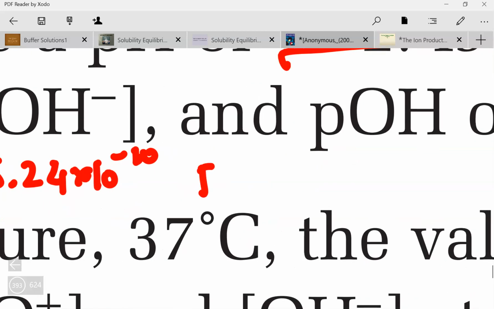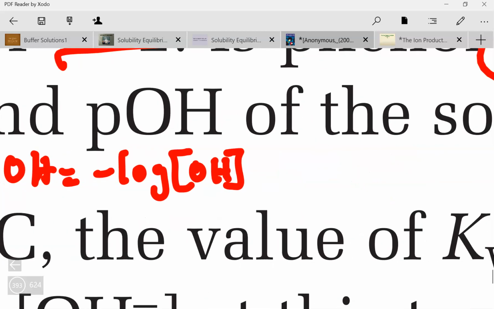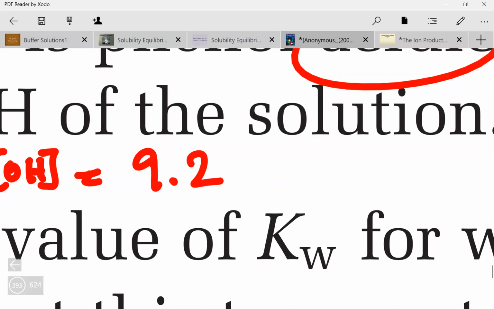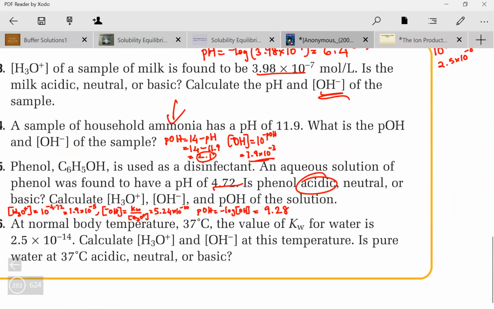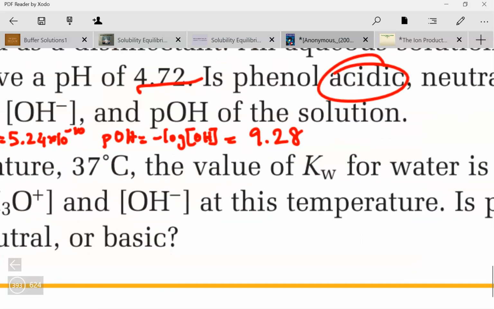And we can calculate pOH by doing negative log of whatever answer we just got for the OH minus concentration, which was negative log, 9.28. Boom. Okay, so see how we just do everything. Everything's connected. You can go from one place to another very easily, right? pH, pOH, H3O plus, OH minus. It's all just using the formulas.